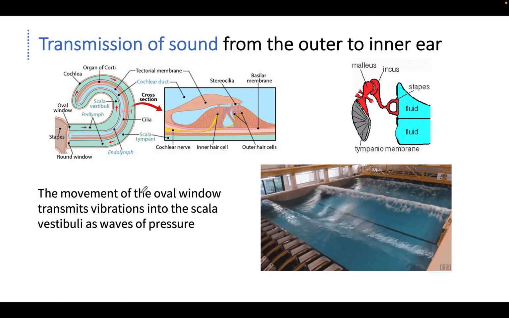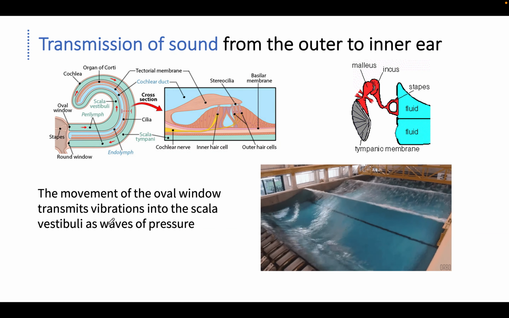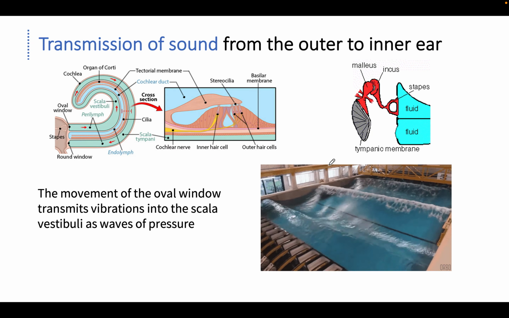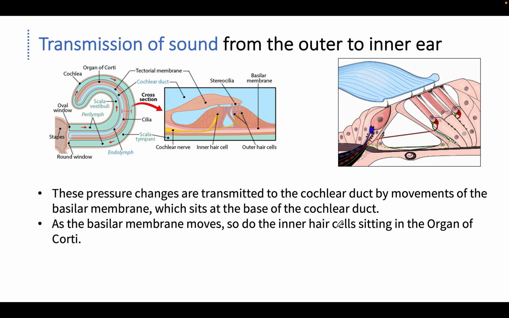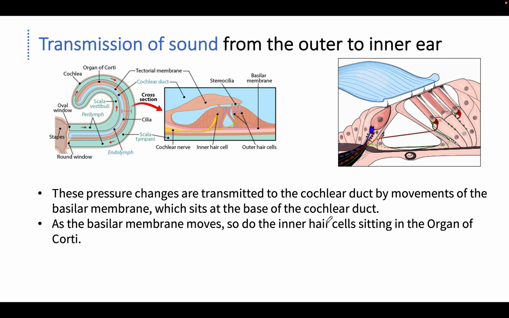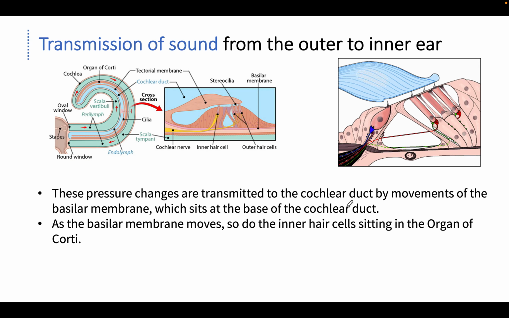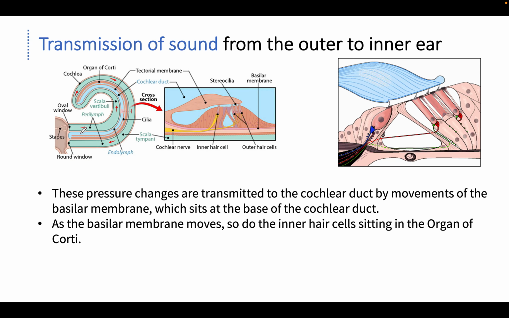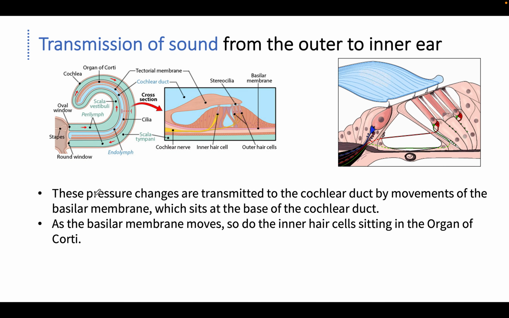Okay. So if we go here, this is talking about movement of the oval window transforming and transmitting those vibrations through the vestibular duct as these waves of pressure, like we see here in the right picture. So as we do this, we're going to have these pressure changes. They're going to be transmitted to the cochlear duct. Okay, so remember, the cochlear duct is in the middle between the vestibular duct and the tympanic duct. All right, so the vestibular duct here, this is in blue. So as these pressure changes are transmitted to the cochlear duct by movements of the basilar membrane, the basilar membrane, as we said, is this layer that we see right here.